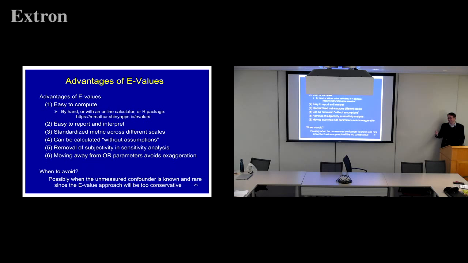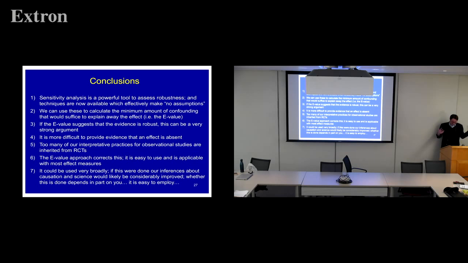When to avoid the e-value, I would say you really shouldn't be using the e-value if you know what the unmeasured confounder is, and you know it's rare. In that case, these e-value calculations are so conservative. I would go to some of the techniques that force you to specify the prevalence, which is making an assumption again, and often they have to make a no interaction assumption, but I think they're going to be much more informative than these e-value calculations. So I would say this is one context. Maybe there are others as well, but this is one context where the e-value approach really isn't all that useful.